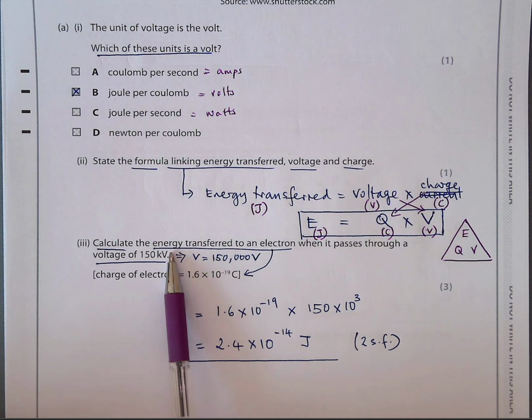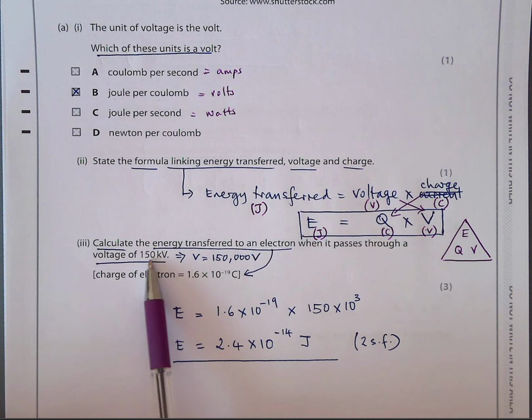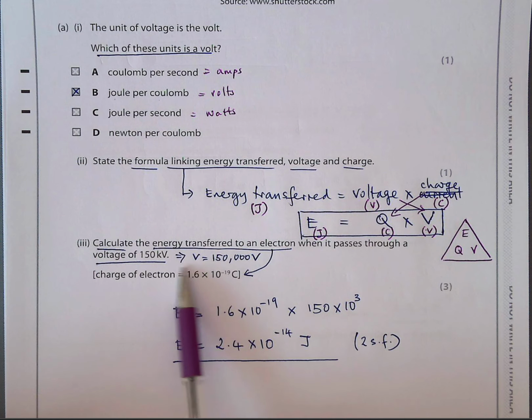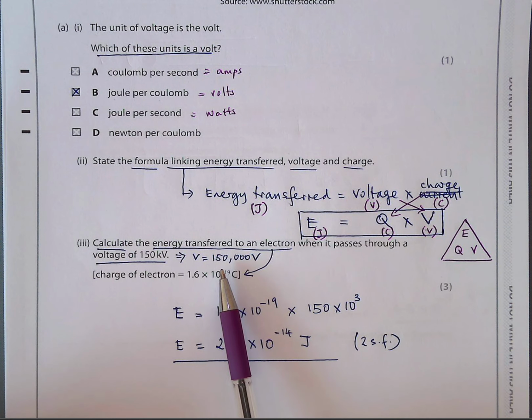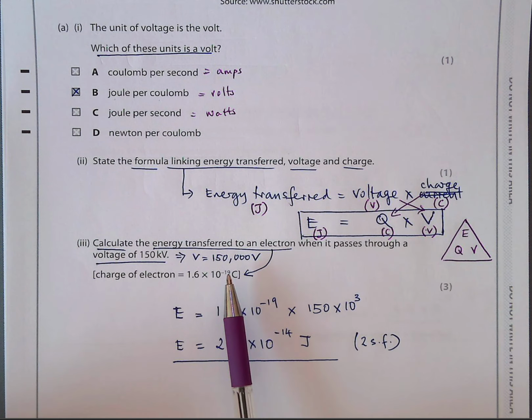Then it says calculate the energy transferred, E, when it passes through a voltage of 150 kilovolts. That's 150,000 volts. Okay, so they're telling you kilovolts. Again, you need to know these prefixes. So you know kilo from kilogram, 1,000 grams. Yes, kilometer, 1,000 meters. So you already know them, you just need to make sure your thinking is clear.